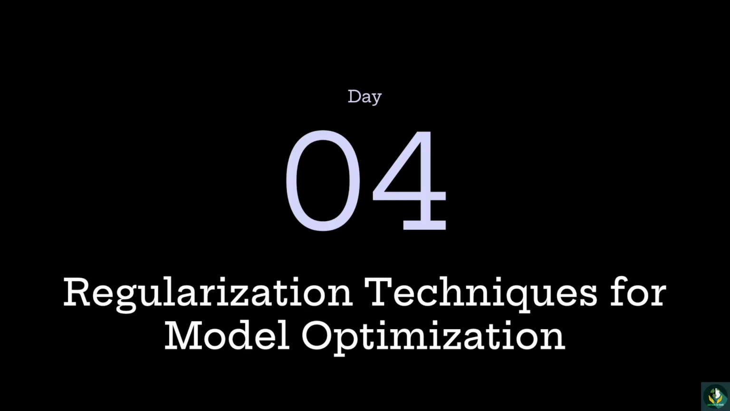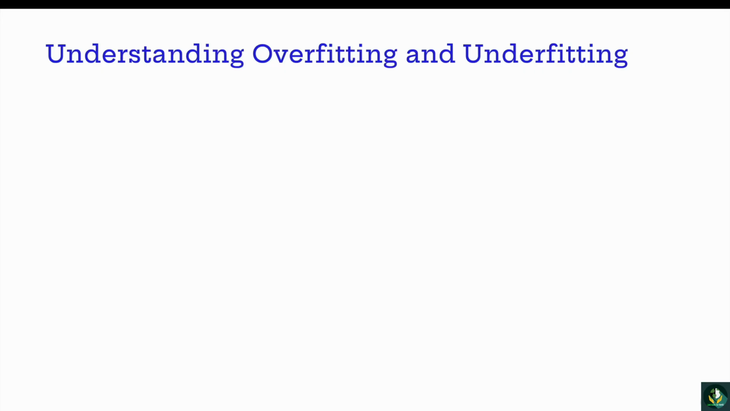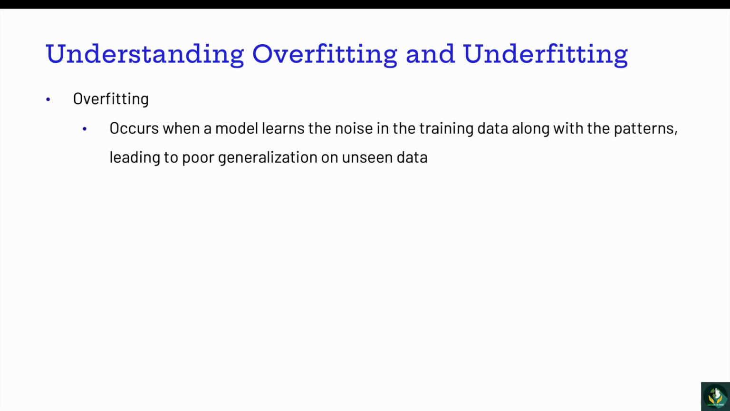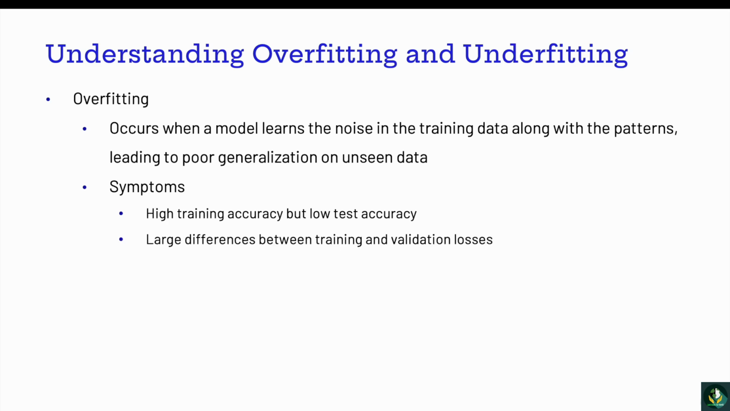Day 4, regularization techniques for model optimization. Let's start with understanding overfitting and underfitting. Even though we have done it so many times, let's dive deep into it. First, overfitting. It occurs when a model learns the noise in the training data along with the patterns, leading to poor generalization on unseen data. Symptoms can be high training accuracy but low test accuracy, and large differences between training and validation losses.